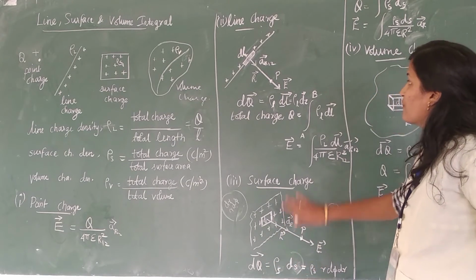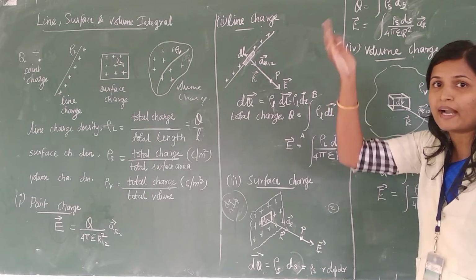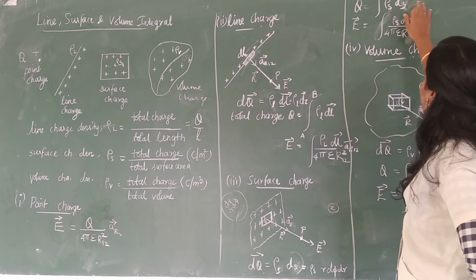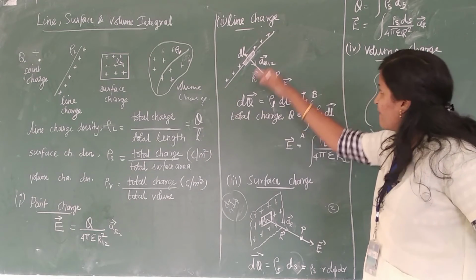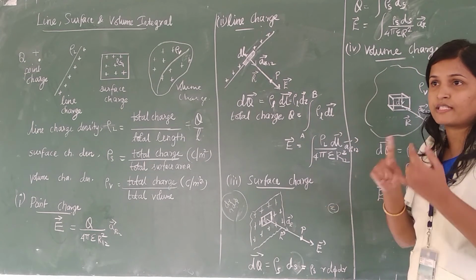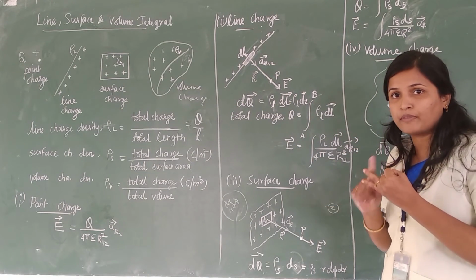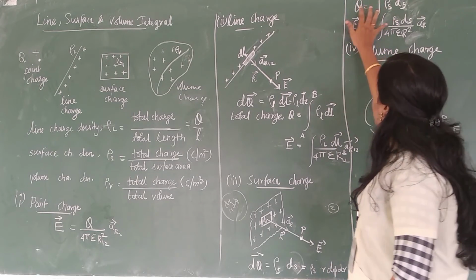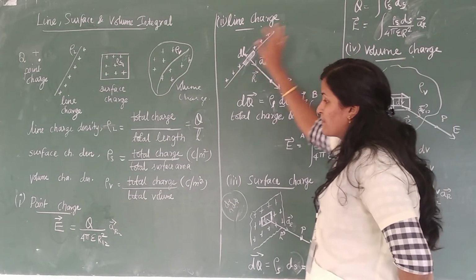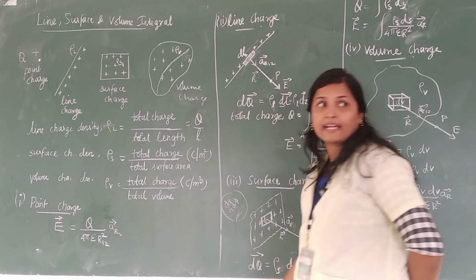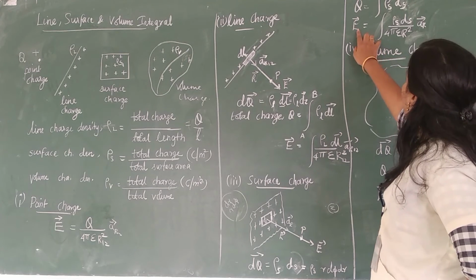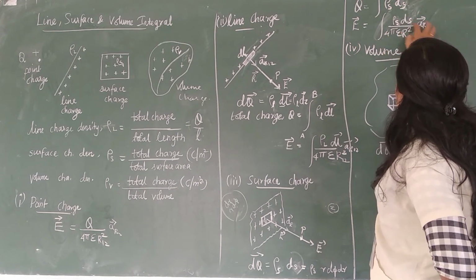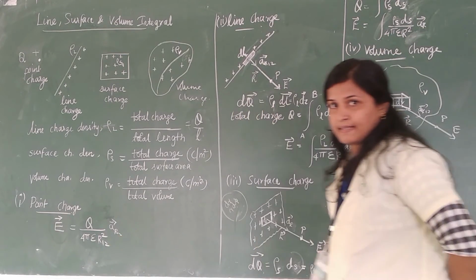From this dq, we try to find q. Q is the integration of dq. Everywhere the procedure is the same: first find dq, then from that find q, and then from that find E. Once we have q, we substitute it in the electric field intensity equation. So E equals the integral of rho s ds, and the remaining terms stay as they are.